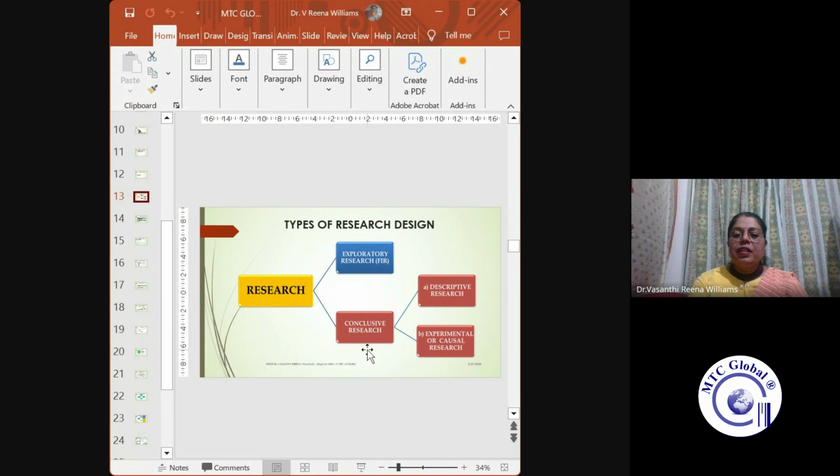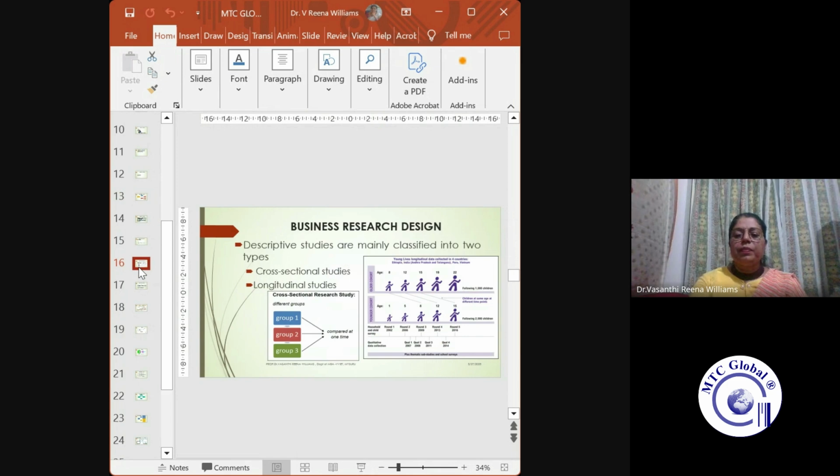See here, conclusive research can be descriptive research or experimental research. This descriptive research can be of two types, cross-sectional or longitudinal. So that is what I'm explaining. What are cross-sectional studies and what are longitudinal studies? To make it easy, I put in an image. Not drawn by me. I looked for a suitable image on the internet, and that's what I'm showing you.